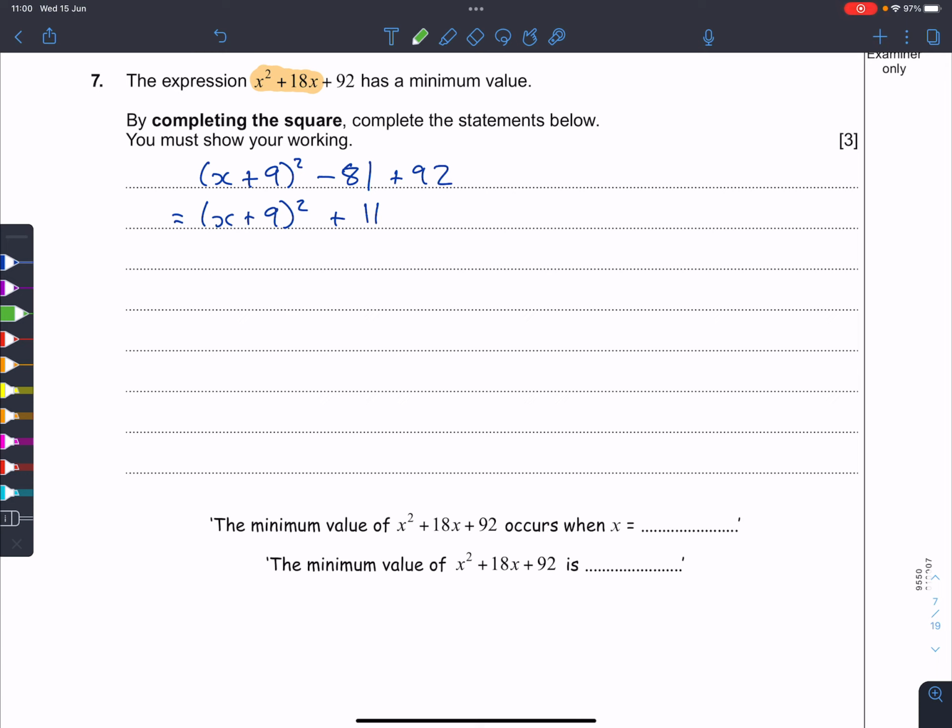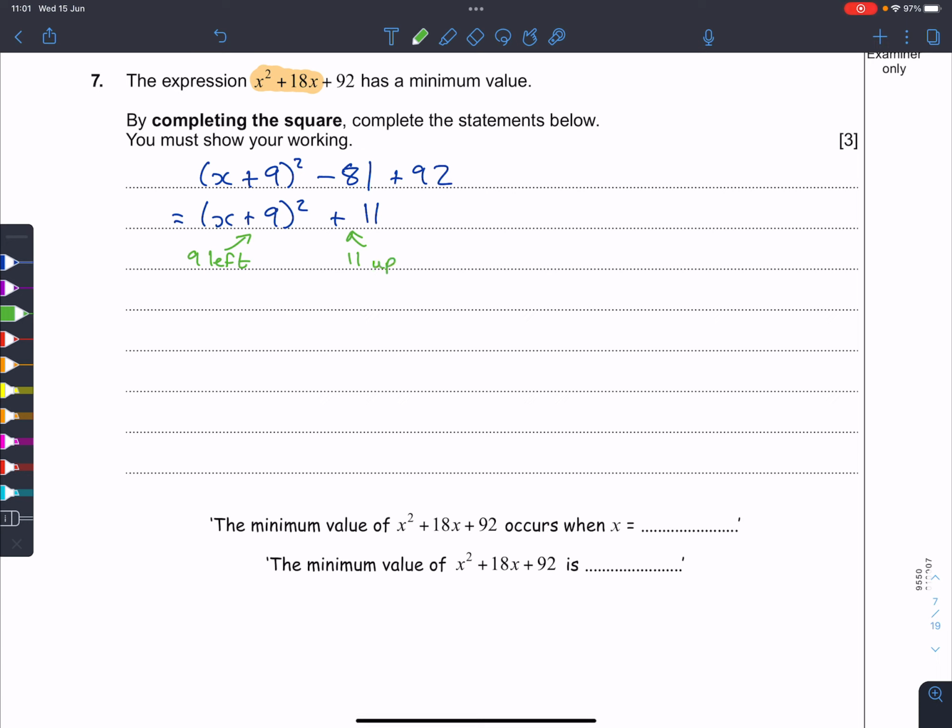Now what we need to know is what this does to my graph. The plus 9 is inside the bracket, so it affects the x values, and it does the opposite of what you'd expect. Instead of adding 9 to everything, you actually take 9 off everything, which sends it 9 units to the left. And the plus 11 is outside any brackets, so it affects the y values, and it does what it's told. So it sends it up by 11.